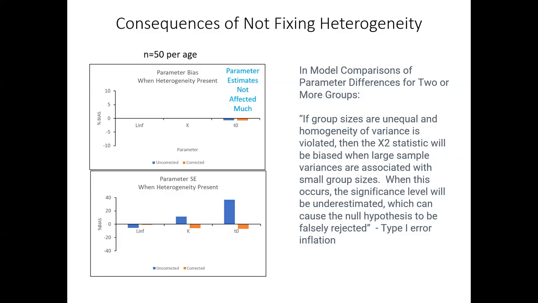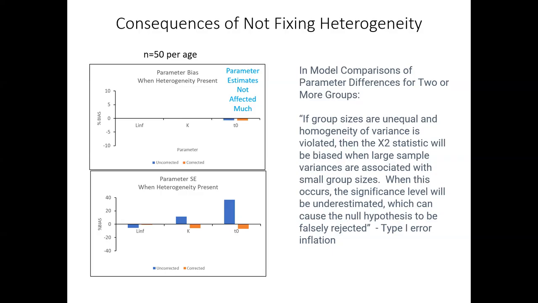But there is an impact in the standard errors of the parameter estimates. Even though it's not perfect, once you correct, you still get a little error in the standard errors for those parameters. But the big thing that it can influence is the correctness of any type of model comparison. So I found this little quote that says, if group sizes are unequal and homogeneity of variance is violated, then the chi-square statistic, which is basically what you'll be using to test growth curves, we'll get to that later, will be biased when large sample variance is associated with small groups.